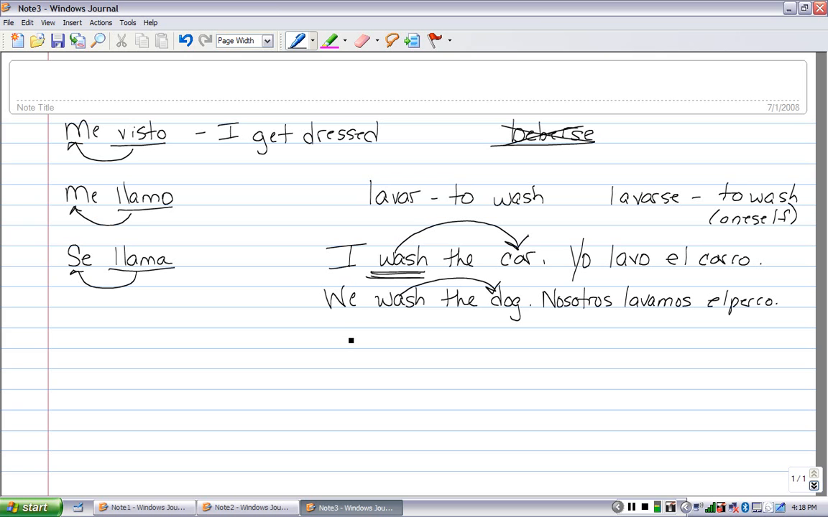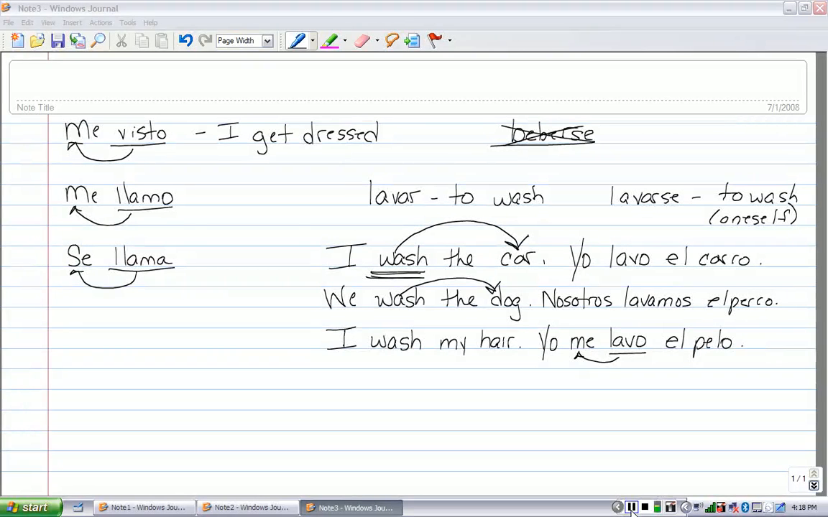But if you're implying that you're going to wash a part of your own body, that would be reflexive because you're doing the action to yourself. So if you say, I wash my hair, then that sentence would be yo me lavo, because I'm washing my own hair. It would be yo me lavo el pelo.